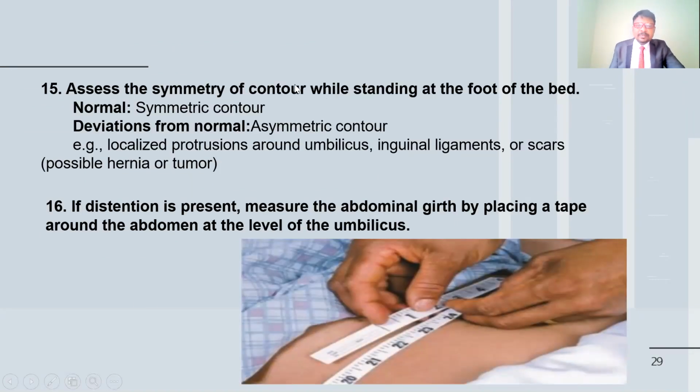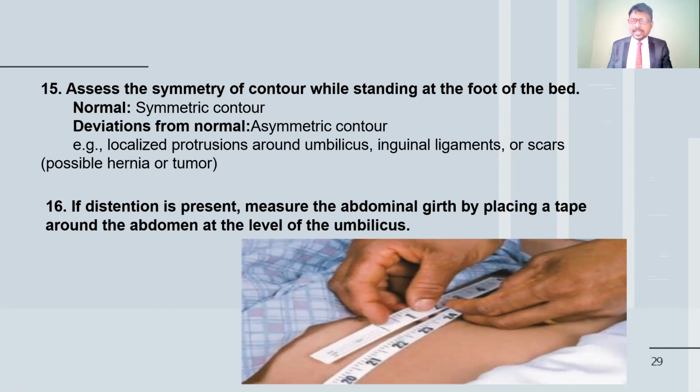And also assess the symmetry of the contour while standing at the foot of the bed. We have to check the contour and the size, and whether there is an asymmetric contour. We may find a localized protrusion around the umbilicus, inguinal ligaments, or scars, in case of hernia or tumor. If there is any extra abnormal mass inside the abdomen, we can measure with a measuring tape. If there is right side enlargement, the right side will bulge more than the left side. So we have to compare the right and left sides where they have the bulge or mass.